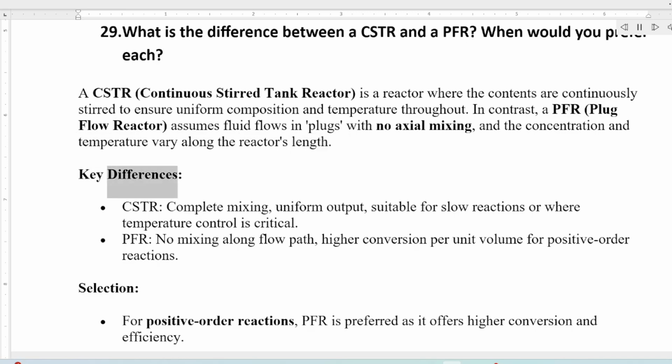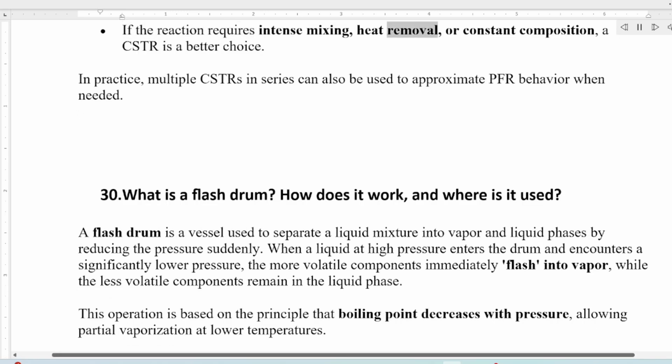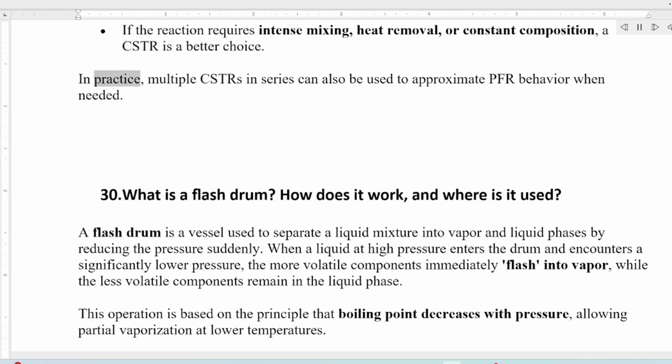Key differences: CSTR, complete mixing, uniform output, suitable for slow reactions or where temperature control is critical. PFR, no mixing along flow path, higher conversion per unit volume for positive order reactions. Selection: For positive order reactions, PFR is preferred as it offers higher conversion and efficiency. If the reaction requires intense mixing, heat removal, or constant composition, a CSTR is a better choice. In practice, multiple CSTRs in series can also be used to approximate PFR behavior when needed.